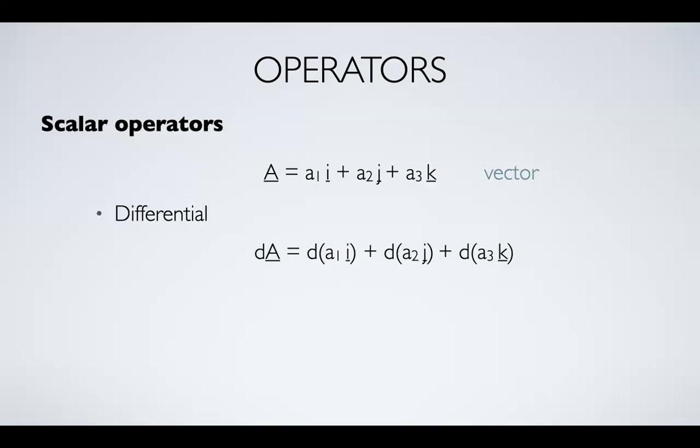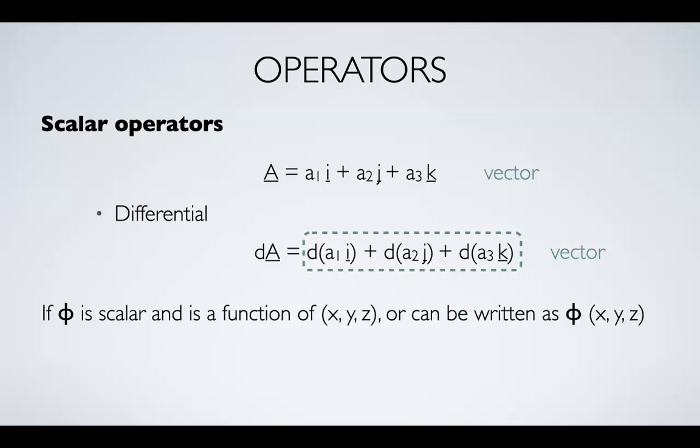Scalar or vector? Vector, of course. The whole term here, if you do this, is still going to be a vector because you still have I, J, K that define the vector, I mean the direction. So it's going to be a vector. Any questions? Still following? Yes?